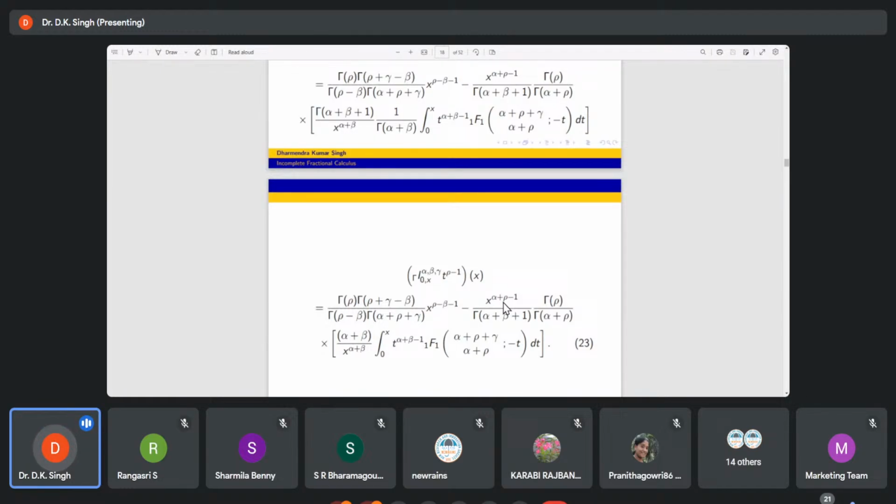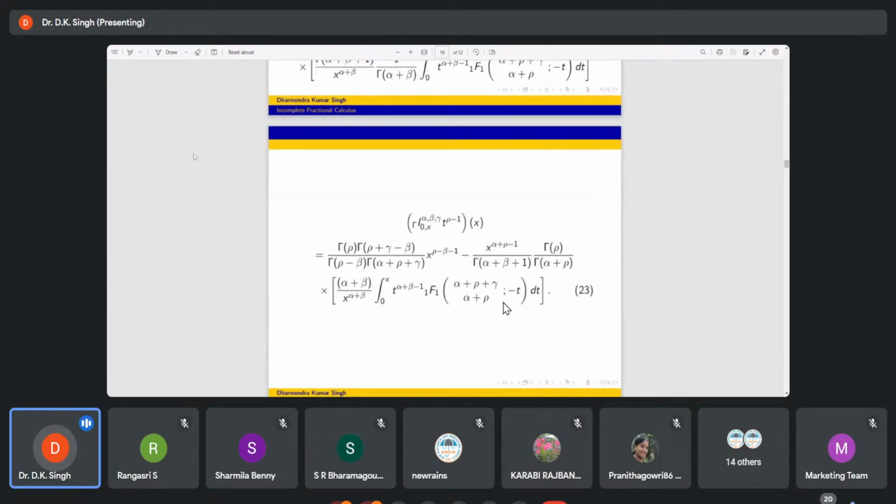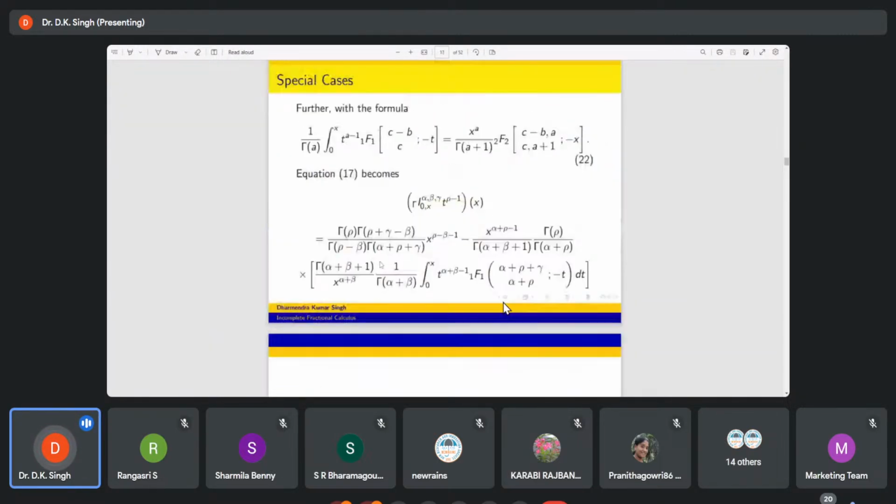If you use the gamma formula, the gamma alpha plus beta and gamma alpha plus beta will cancel out. You have only alpha plus beta divided by x over alpha plus beta, integral from 0 to x of t over alpha plus beta minus 1. This represents the confluent hypergeometric function, dt. So this equation number 23 plays a very important role for the special cases.